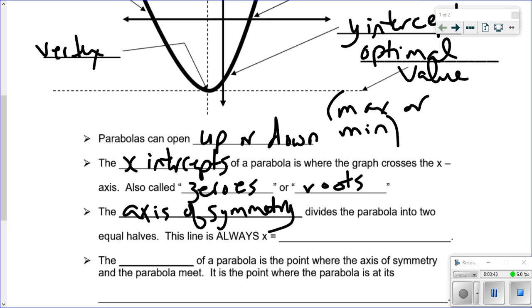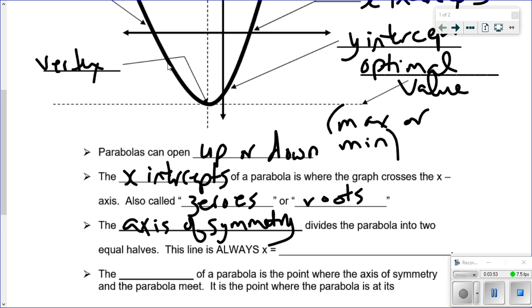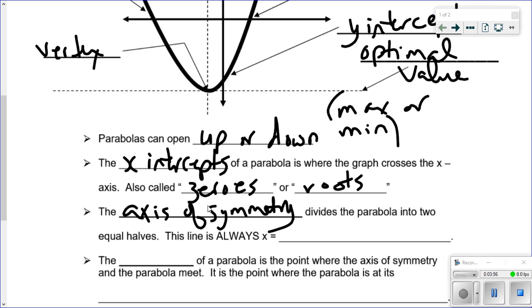The axis of symmetry divides the parabola into equal halves. So symmetry means that whatever you have on one side of the line, you have the exact same thing on the other side of the line. And if we look at the parabola, whatever happens on the left side is exactly mirrored on the right side. Now, because the axis of symmetry goes up and down, because it's a vertical line, it's always x equals. So remember last year when you were looking at linear equations, the only exception to y equals mx plus b were vertical lines? Well, here it is. And of course, x equals some number.